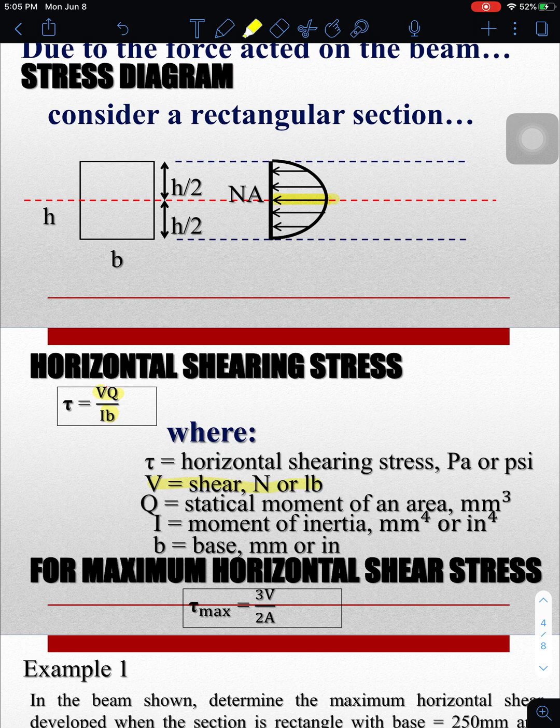meaning it's the moment of an area about the neutral axis. What we're going to do here is to get the product of the area and the centroidal moment arm of the centroid of the area with respect to the neutral axis. I'm going to show you later on how to get the statical moment of an area. Then I, of course, is the moment of inertia, and B is the base where the shear passes. Whatever fiber we consider, that is what we consider as the base.